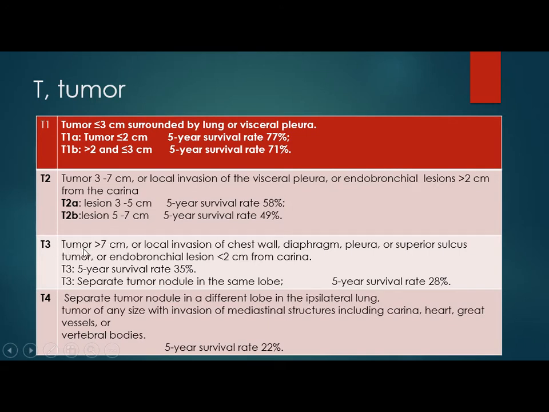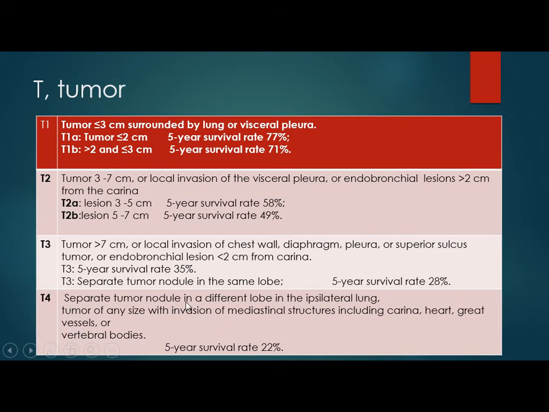Stage T3 tumor is more than 7 cm, or local invasion of the chest wall, diaphragm, pleura, superior sulcus tumor, or endobronchial lesion less than 2 cm from the carina. If it's less than 2 cm, it's T3; more than 2 cm is T2. Also, a separate tumor nodule in the same lobe is also T3.